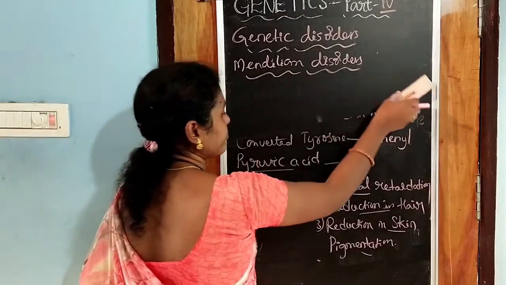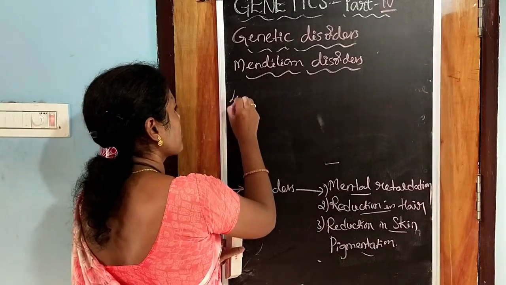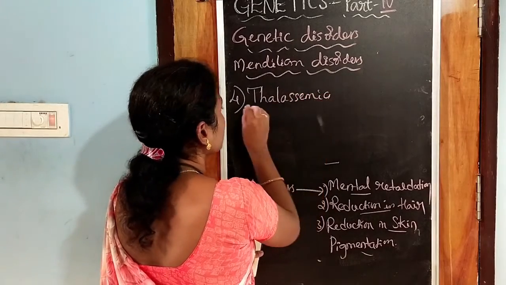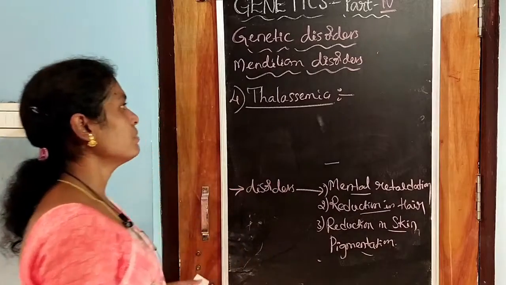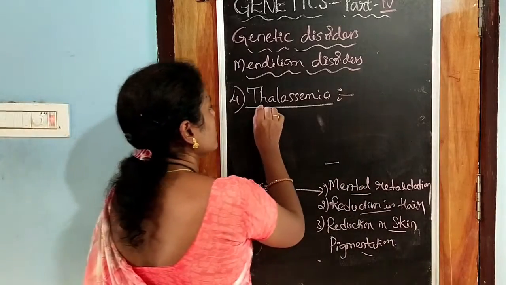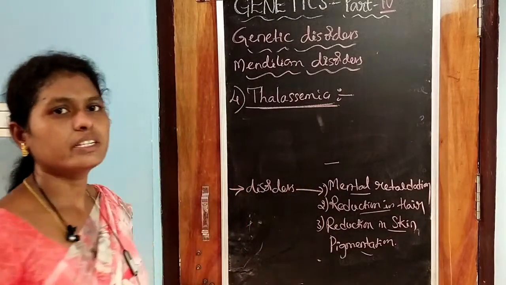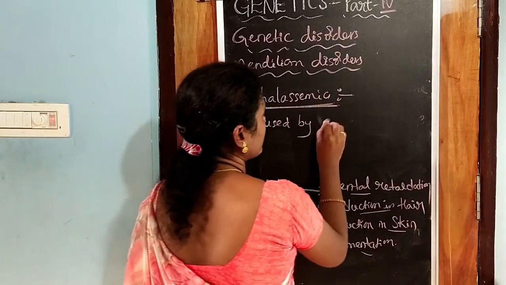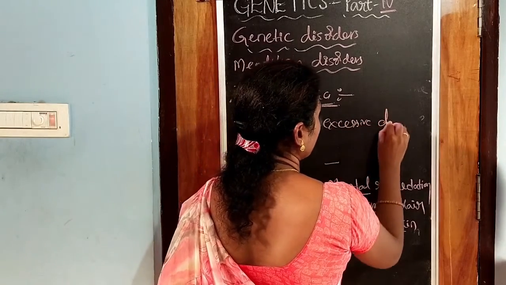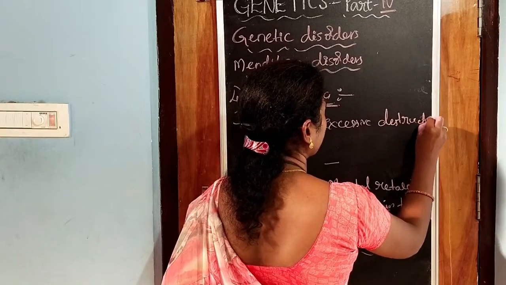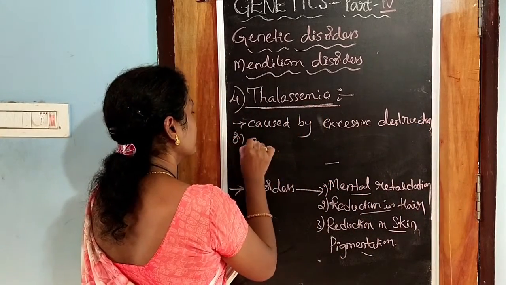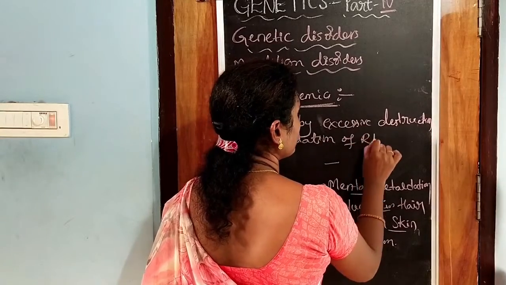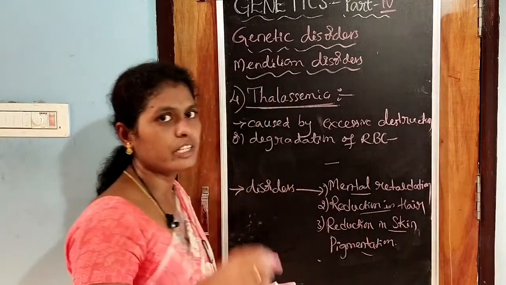The next one is thalassemia. It is an autosomal genetic blood disorder caused by the excessive destruction or degradation of RBC, due to an abnormality in the Hb molecule.